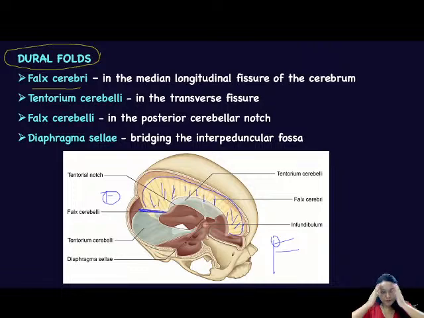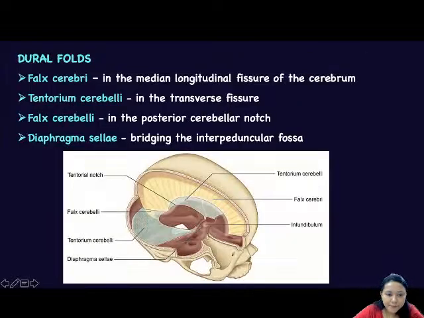If you remove the cranium, the dura is attached like this, through the longitudinal median suture. So this entire dural fold which is attached here is known as the falx cerebri. So this entire part is the falx cerebri.